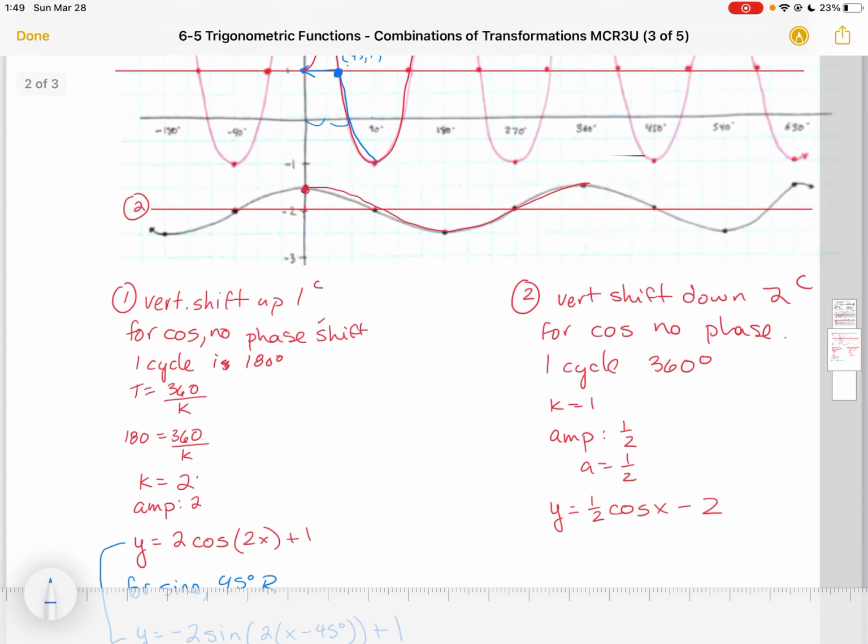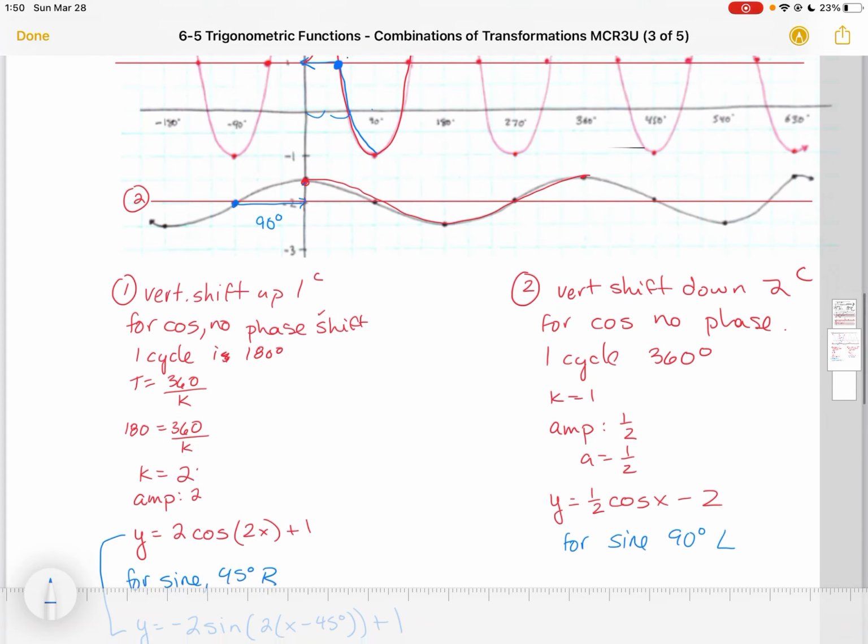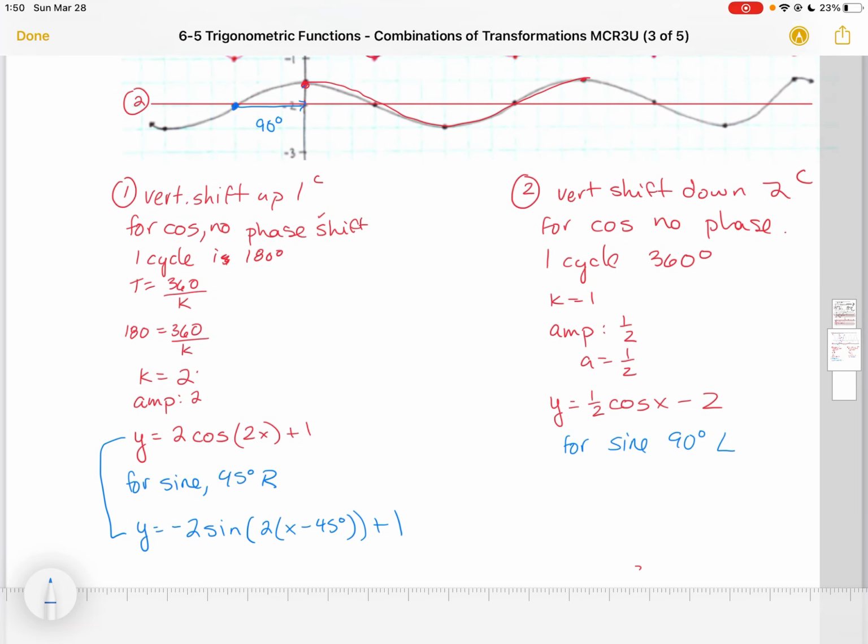For sine, what I'm going to have to do, let's do this the other way. I'm going to picture moving this point to the right. Okay, so that looks like 90 degrees to the right. So that means that my original function must have moved 90 degrees to the left. And doing it this way, I go up to a maximum and then down to a minimum, so no reflection. I would have y equals 1/2 sine of x plus 90 degrees, minus 2.